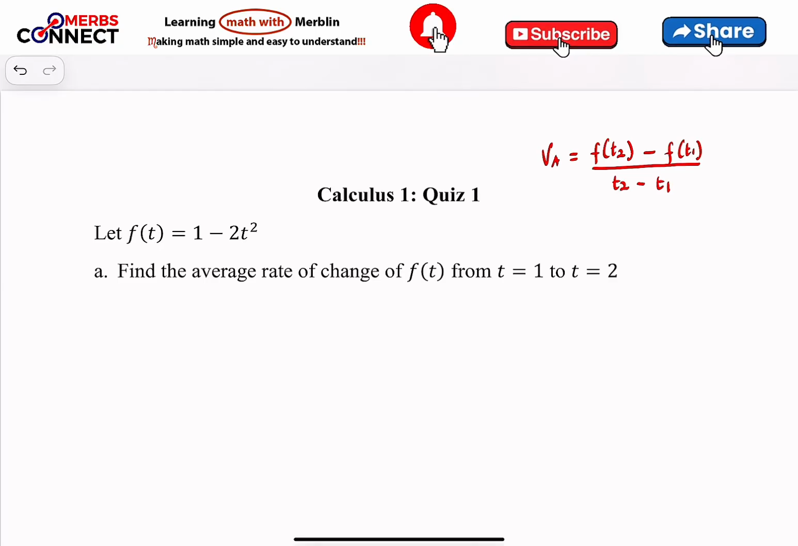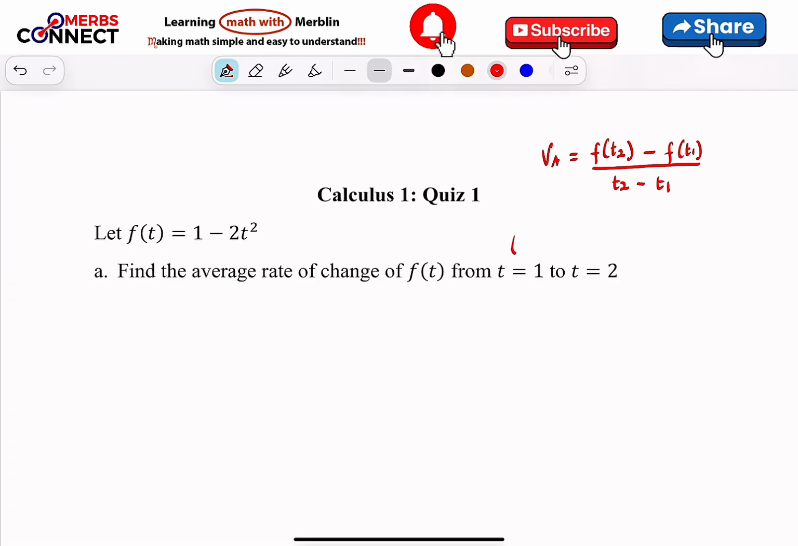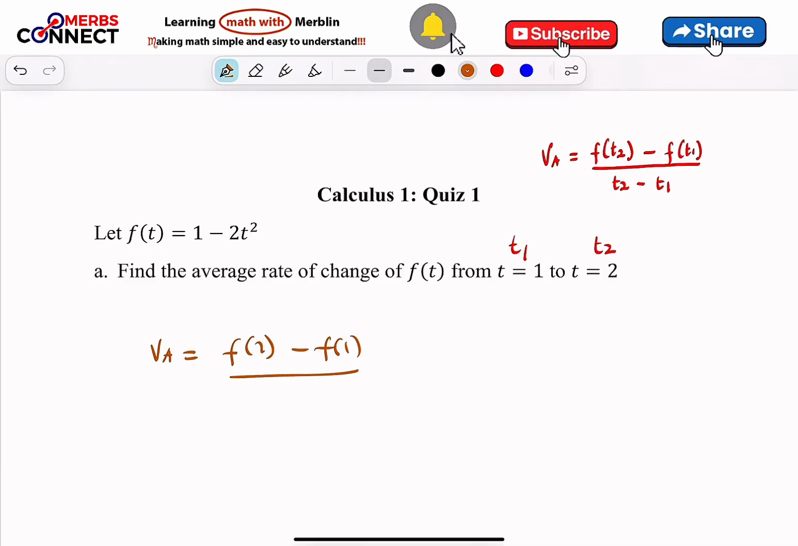The first thing that we need before we solve this is the formula for finding average rate of change. I have this formula right here. I'm going to assign T1 to this and T2 to this. So the average rate of change here is going to be f of 2 minus f of 1 divided by 2 minus 1. So this is what I'm going to get.